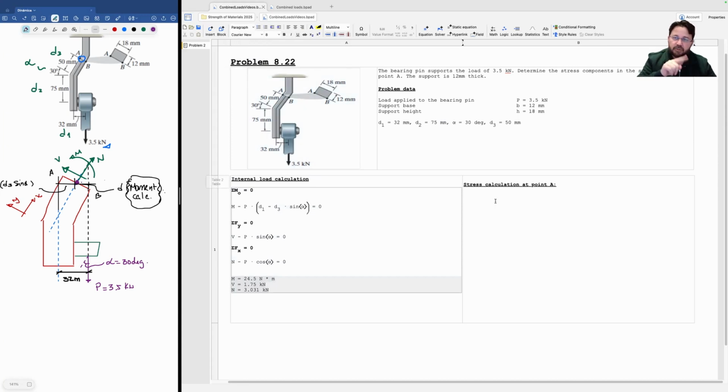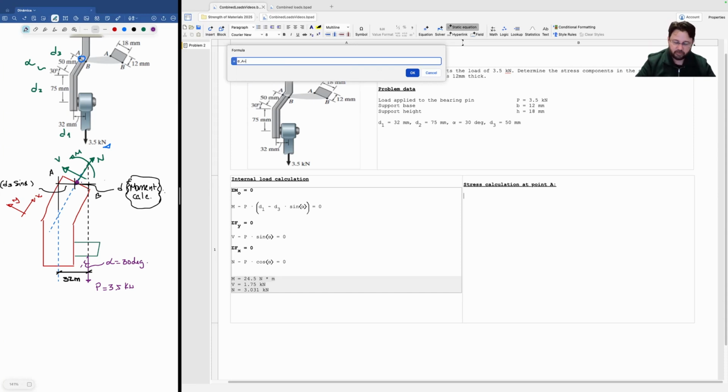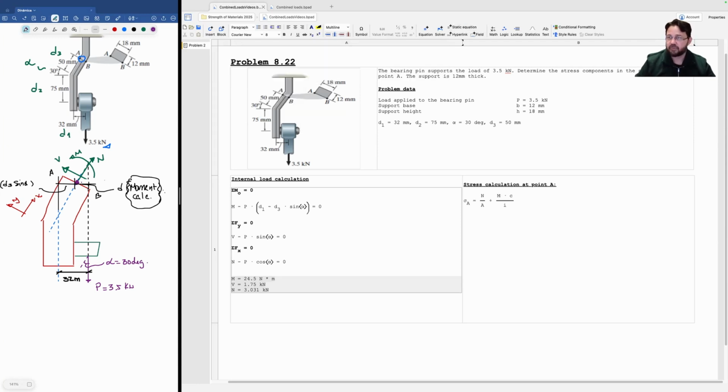So I'm going to have first the normal stress, and the normal stress is going to be, let me just write down the equation, normal stress at A. It's going to be equal to the normal stress produced by the normal force, which is N divided by A, plus the normal stress produced by the bending moment. And the bending moment is going to be M times C, we're going to define what C was, divided by the moment of inertia of that part there. I don't know why it comes like small a, like this.